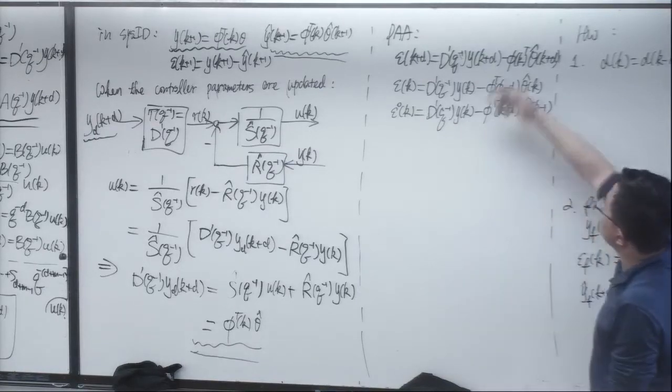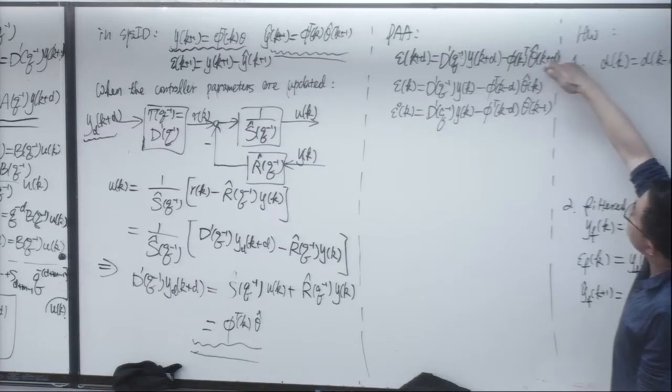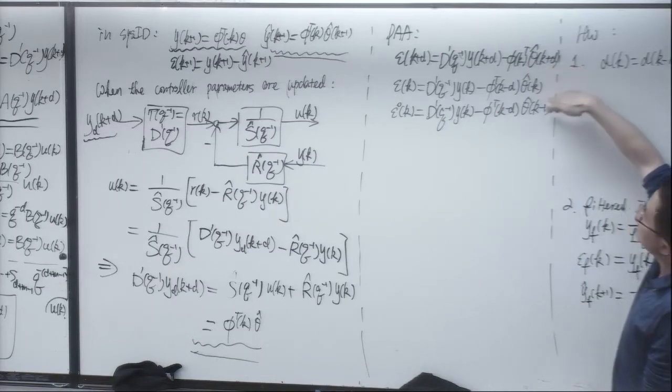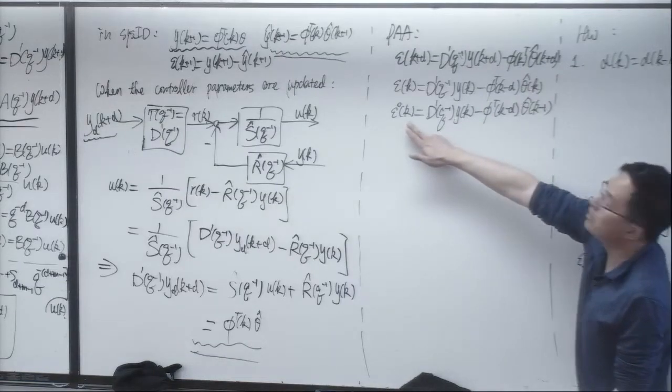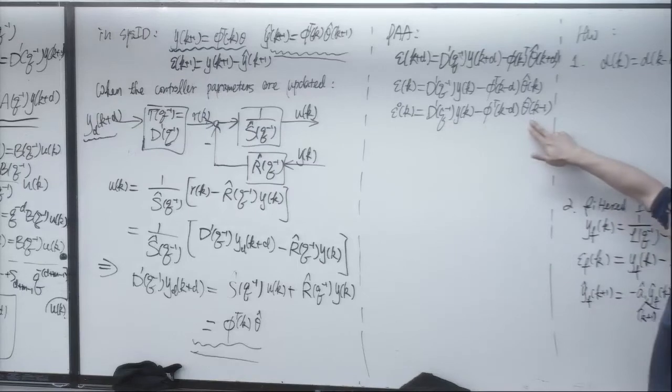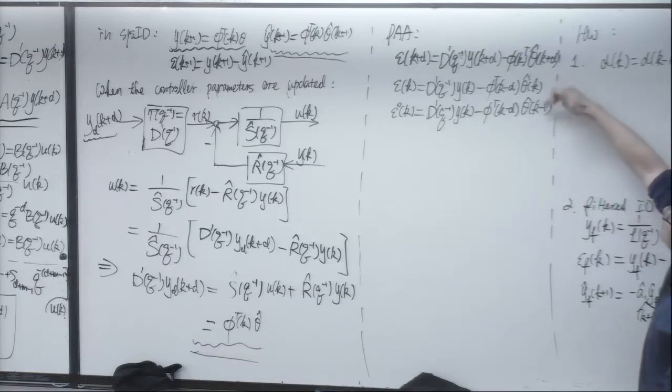All right? So the second equation is just shifting the time index from the first equation. And then the third equation is acknowledging the fact that in a priori prediction, you use the information of the parameter estimate for up to time k minus 1. That's the difference between this a posteriori and a priori estimation error.